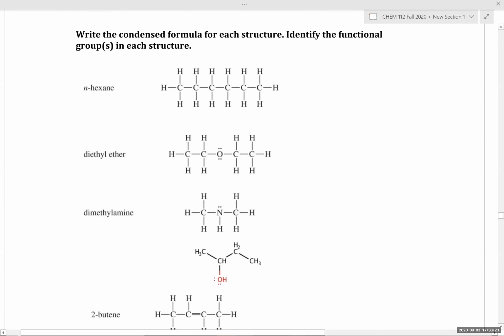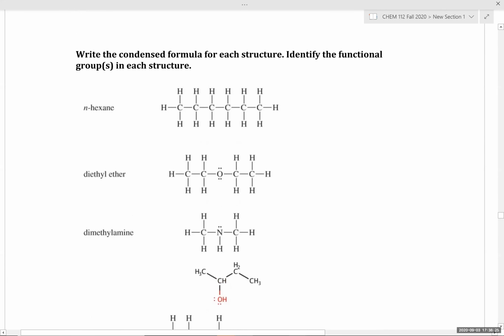I'd like you to take a moment and try to write the condensed formula for each structure. So what I'm going to do is start us off and do the first example, and then I'm also going to do the second example, and then you'll do a set.